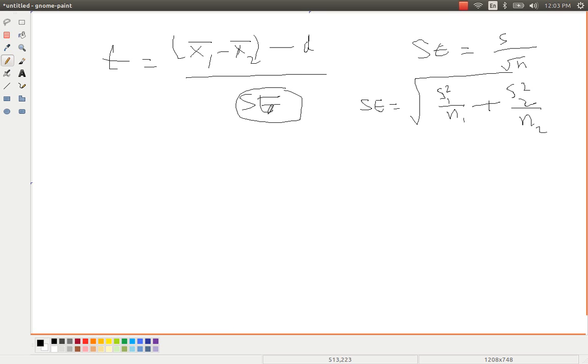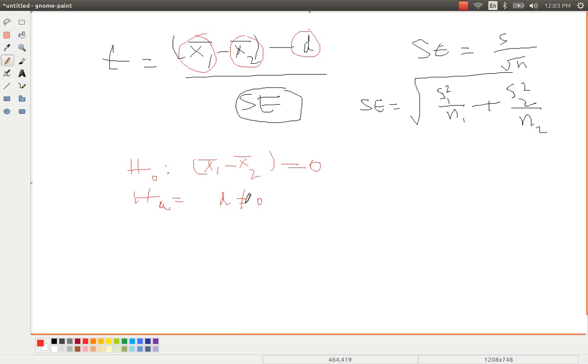Once we compute the standard error, we just have to substitute that value in the formula. We already have the actual mean and the changed mean, and here d is going to be 0, because we are in agreement with the null hypothesis that x1 bar minus x2 bar is actually 0. The alternative hypothesis is that d is not equal to 0. So this is actually a two-tailed test.